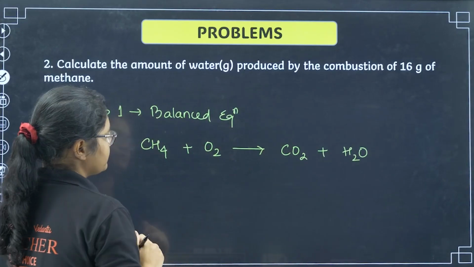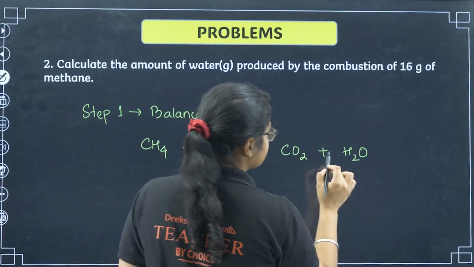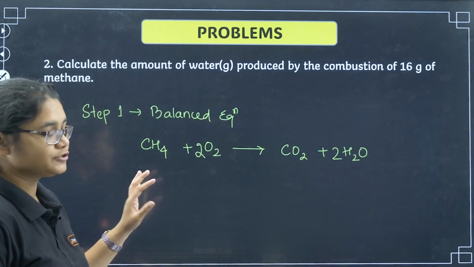Okay, so can I see any difference? How can I balance it? There are 4 hydrogens, so I'll make this 2. Then I think I have to make this 2. Okay, now the reaction is balanced.